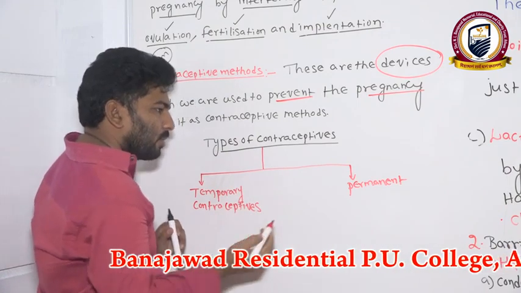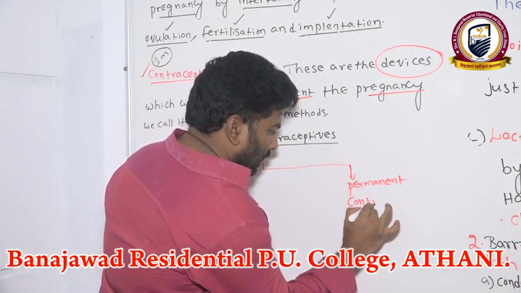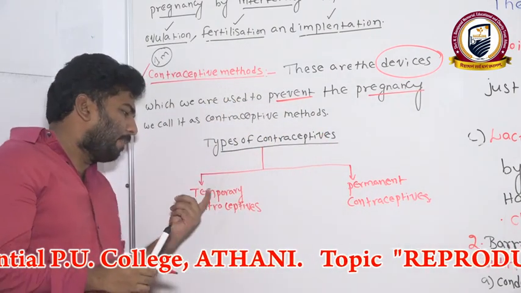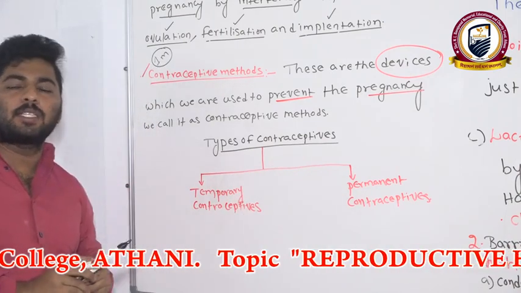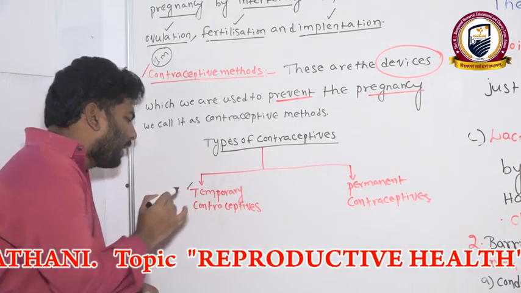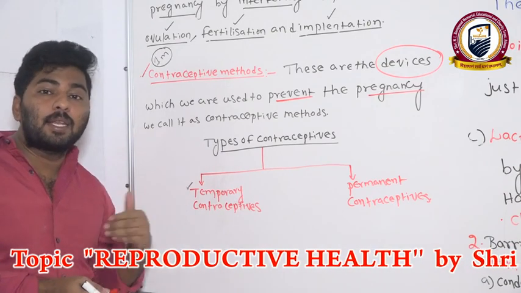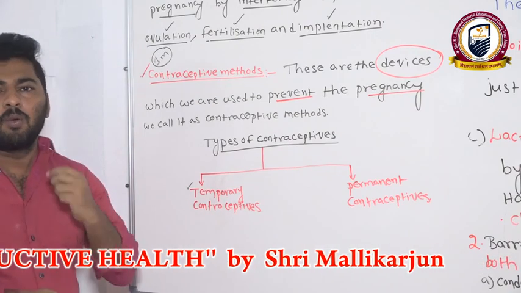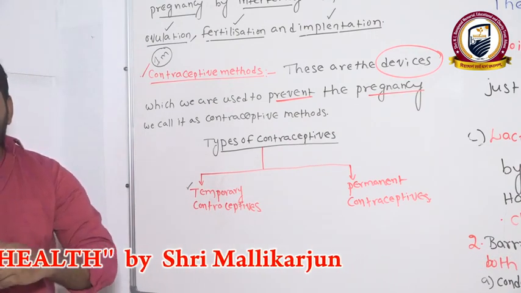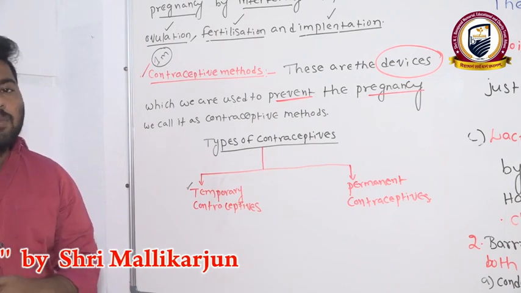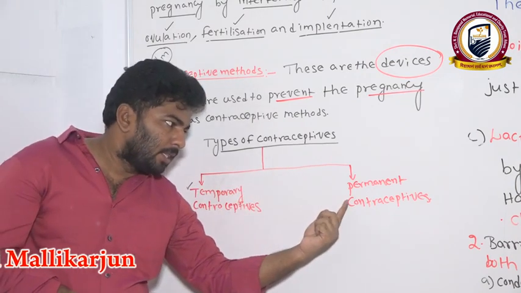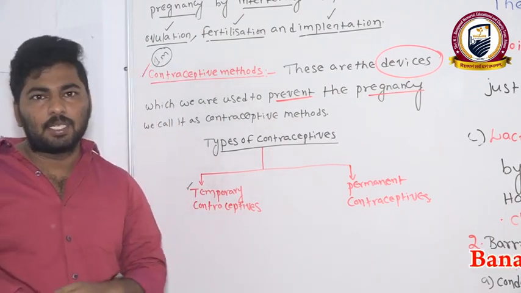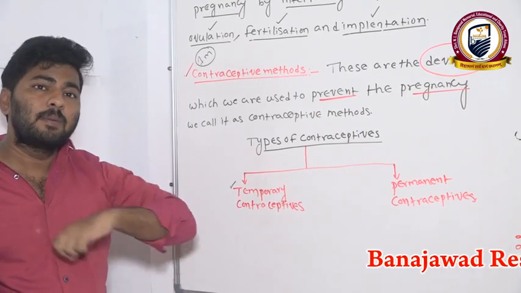Temporary contraceptives and permanent contraceptives. What is meant by temporary contraceptives? What is meant by permanent contraceptives? Temporary contraceptives mean those which work temporarily. It is not a permanent process. It may work for maybe 1 year, or 2 years, or a maximum of 5 years. But here this method is a permanent method. It is nothing but a surgical method. Surgical method is a permanent method.